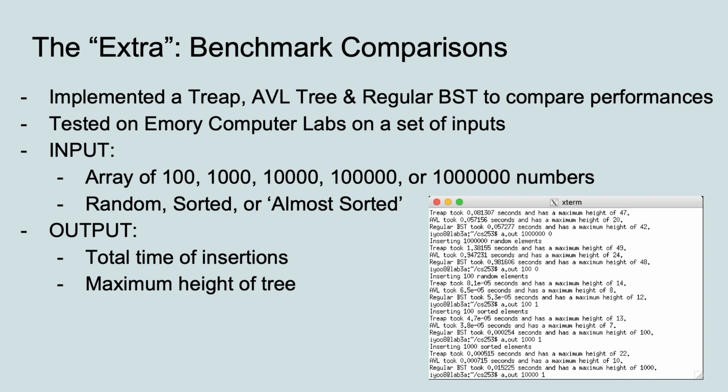To measure the actual time cost of Treaps, AVL trees, and normal binary search trees with real data, we implemented the 3 data structures and ran them on the Emory Computer Lab using AnyConnect VPN. Our input accounted for arrays of 5 different sizes, and they were all run under 3 circumstances: a randomly ordered array, a sorted array, and an almost sorted array. We inserted all elements from the arrays into each data structure in the given order and measured the total time for insertion as well as the maximum height of each tree.